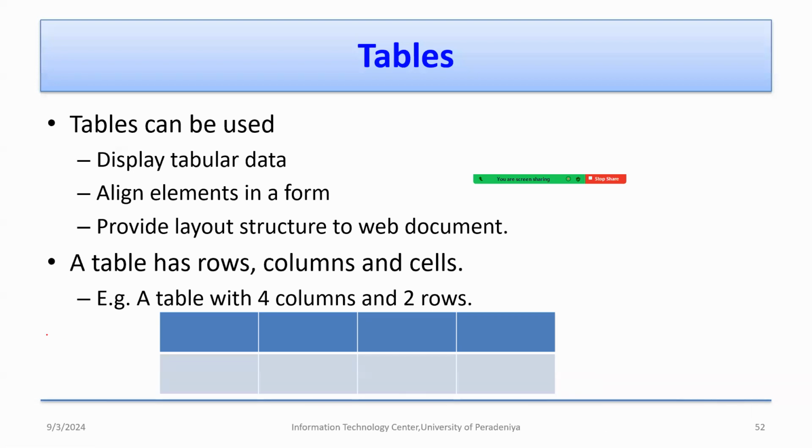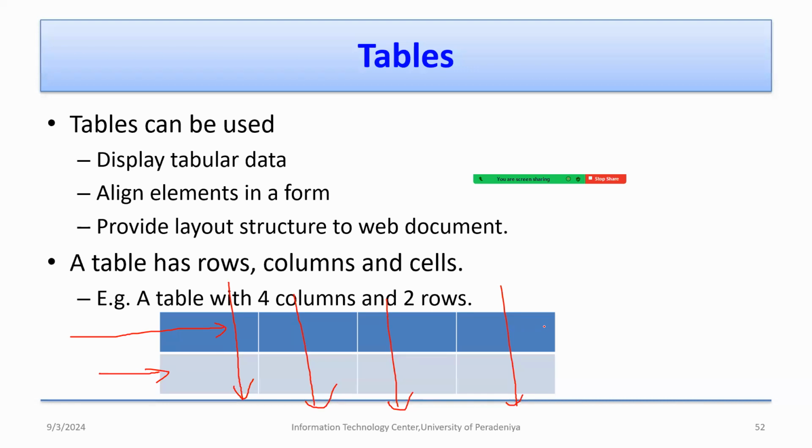So if it is a table, these are called rows. These are columns. So in this table, you may have seen four columns and two rows.